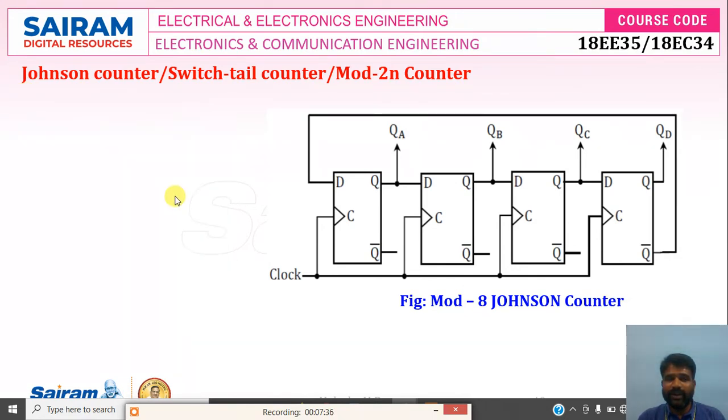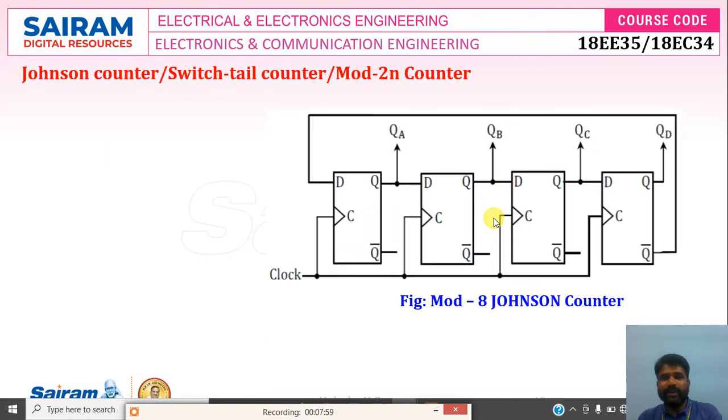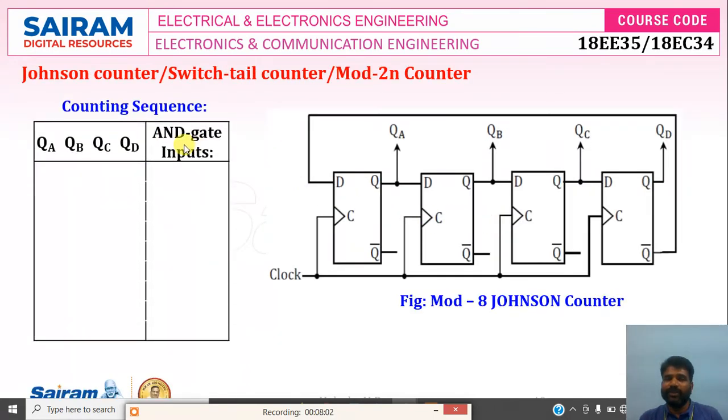In the ring counter, it is very simple. To identify the states, if QA is 1, I can say the state is 1 followed by 3 zeros. If QB is 1, I can say 0, 1 followed by 2 zeros. And if QC is 1, the state is 0010. It is very simple, no need of an AND gate. But here, to identify the state, we need AND gate inputs. We need to derive inputs to the AND gate that determine the state.